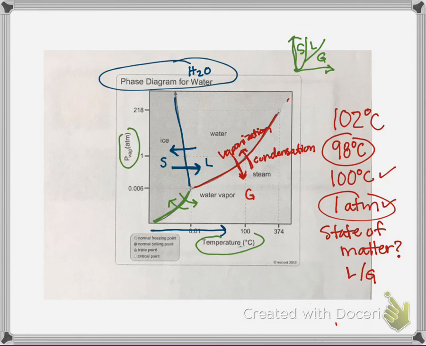So if you are at 100 degrees Celsius and, let's say, up here in terms of your atmospheres, so a little over 1, and then you end up increasing temperature, that's going to put you this way. So if you keep pressure constant but you increase temperature, then that's going to lead to vaporization and put you in the gas section of the phase diagram. So phase diagrams are important to be able to read and interpret in terms of your solids, liquids, and gases.